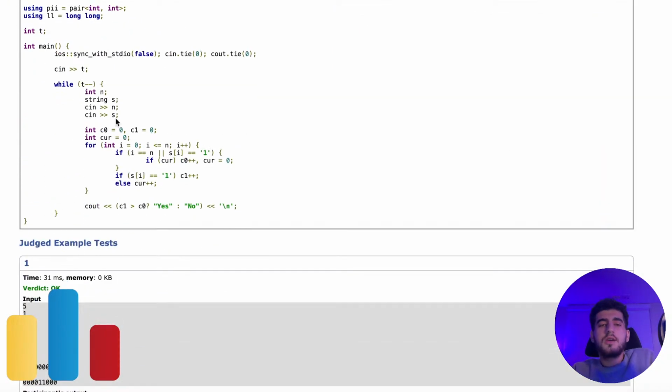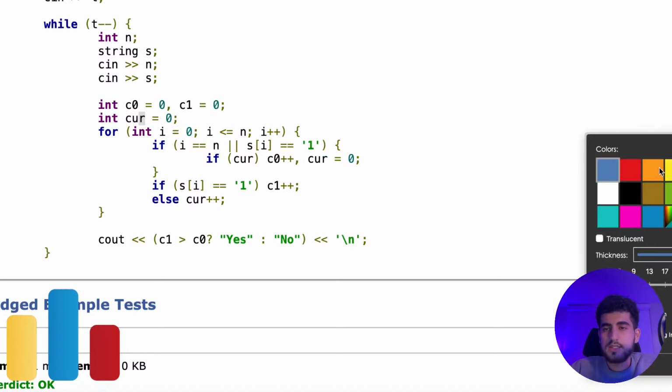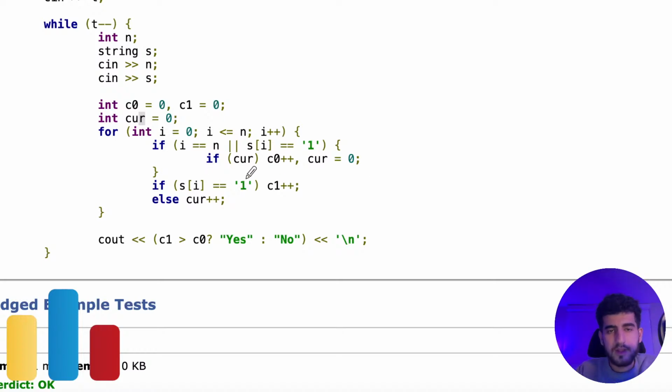So here you can see my code. I read S and its size n, and I have a for loop. C0 and C1 are the final values that I will have for the number of zeros and the number of ones. Each time, if S of i is equal to 1, C1 plus plus, else I use cur. Cur just keeps the current number of zeros in the last block. And my for loop goes up to n itself. When i is equal to n, it means that we are at the end of this string.